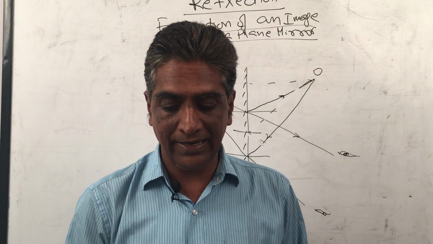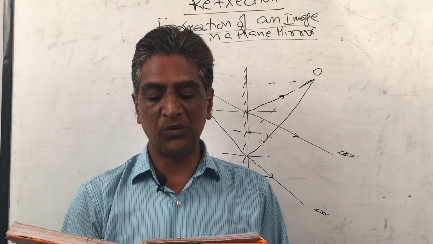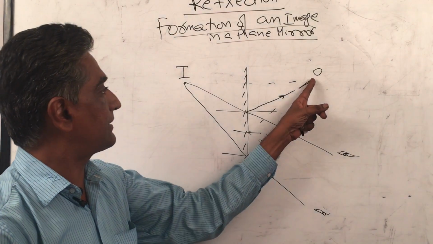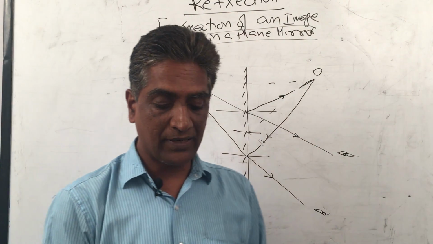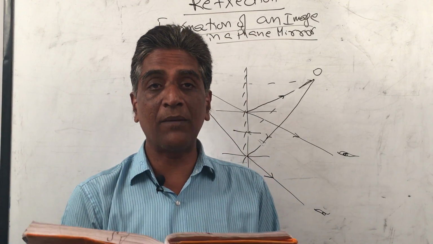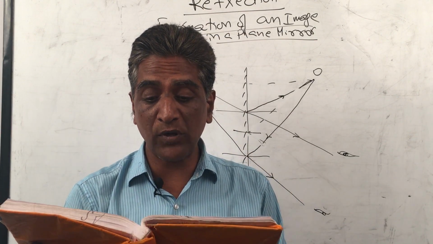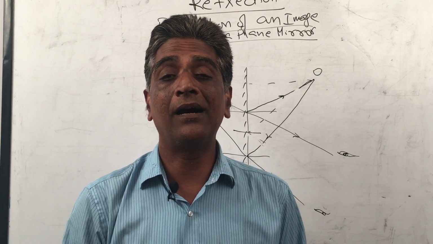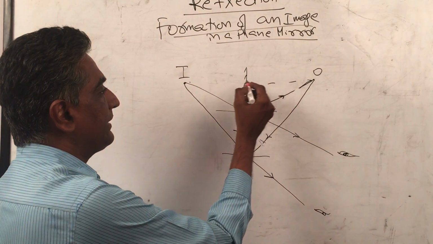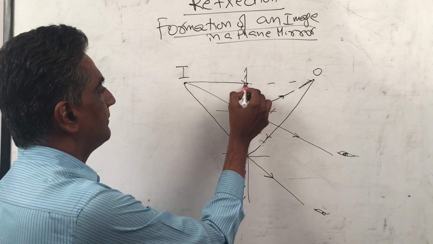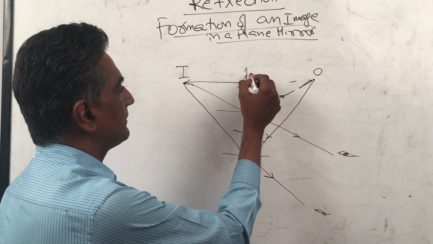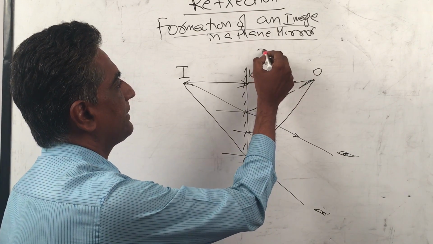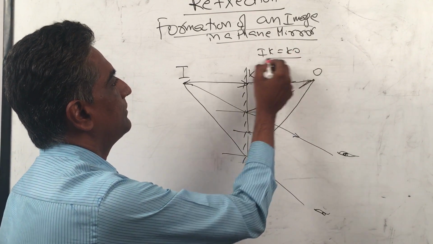So point I is the image of point object O. Observe the distances of object O and image I from the surface of the mirror, and try to compare these distances by approximate estimation. In figure 8, we find that these distances are equal. Purely out of geometry, let's say this is K, Ik is equal to Ko.